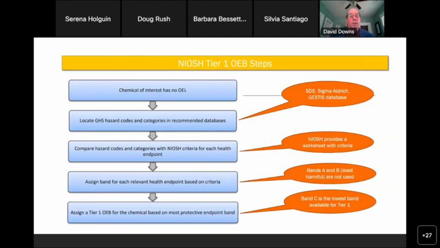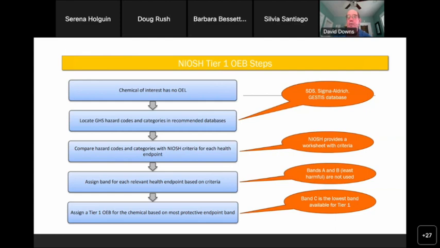And so first of all, this would be a situation where the chemical of interest has no occupational exposure limit. So the first step then is to look at the globally harmonized standard hazard codes and categories in recommended databases. So you look at the safety data sheets, for example. If you're looking at pure chemicals, I would highly recommend looking at Sigma-Aldrich as a resource. I found their safety data sheets to be really the best in the business.